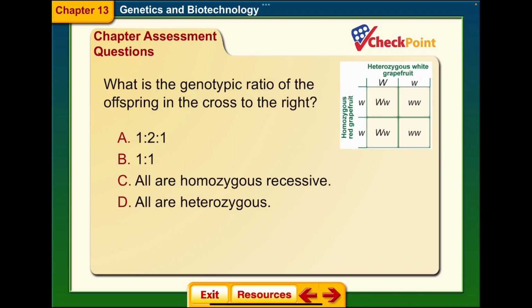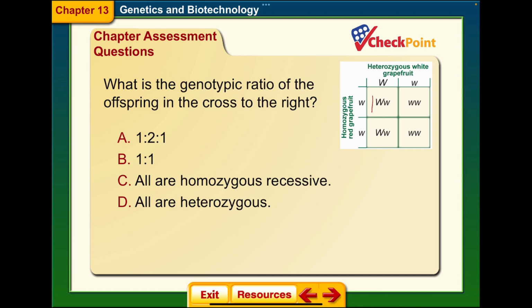What is the genotypic ratio of the offspring in the cross at the right? Well, when we talk about ratios, you really have to simplify them. You have to put them in the simplest form. So let's look here. We have 4 boxes, so it's going to be a ratio out of 4.